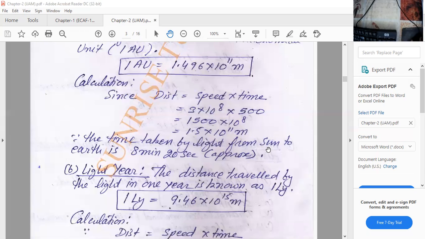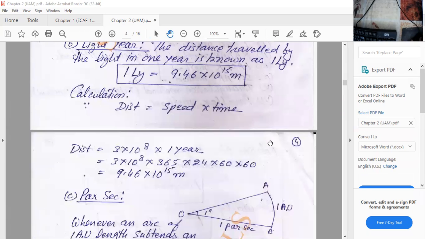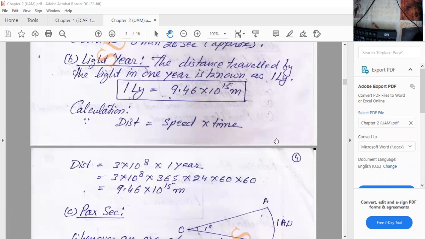Now, next unit is light year. So what is light year? Here we can see that the distance covered by the light in 1 year is known as light year. So light year is basically a unit of distance. 1 light year is equal to 9.46 into 10 to the power 15 meters. This value can also be calculated easily from the same formula: distance is equal to speed into time. As you know, in 1 year there are 365 days, in each day 24 hours, 1 hour has 60 minutes, and 1 minute has 60 seconds. So time we have to convert into seconds.